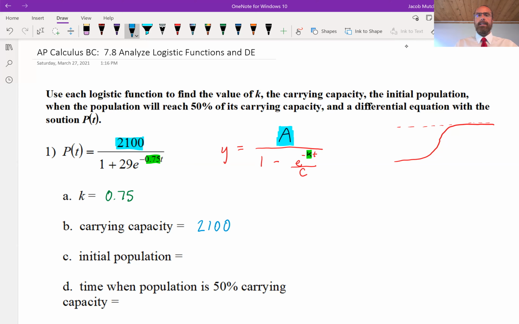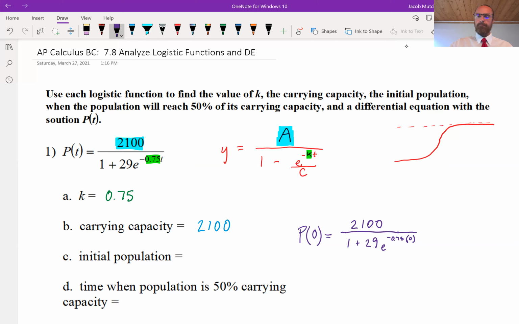So for those two items, we just identified the parts in the function. Starting with part C, though, I need to do some calculations. I mentioned already that the initial population would be the population at t equals 0. So for me to find the initial population, I really want to calculate P at 0. I'm just going to plug in 0 anytime I get to t. So 2,100 over 1 plus 29e to the power of negative 0.75 times 0.